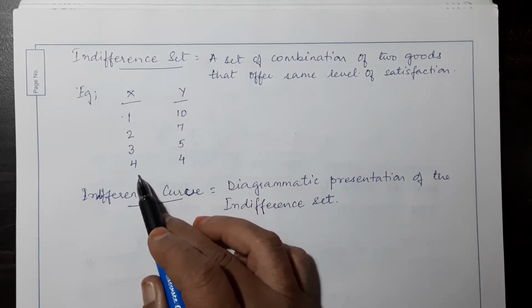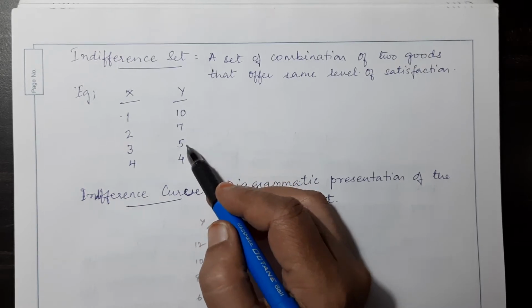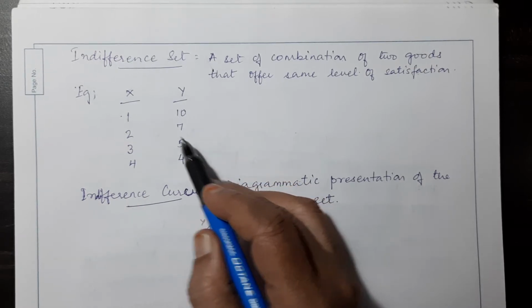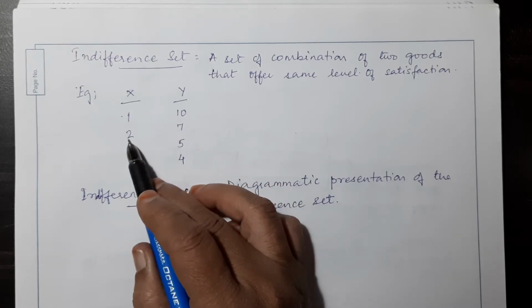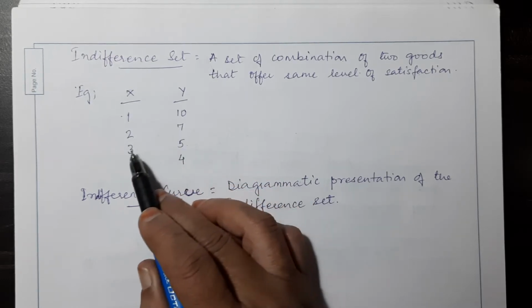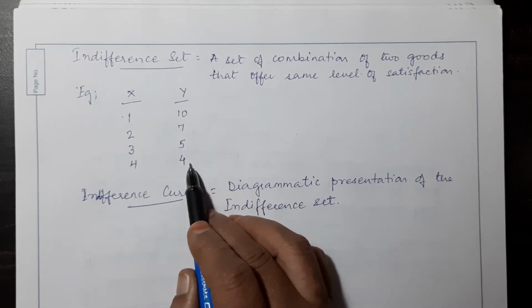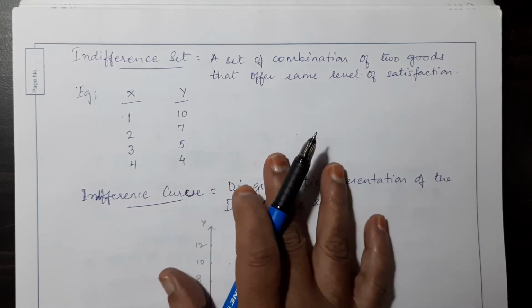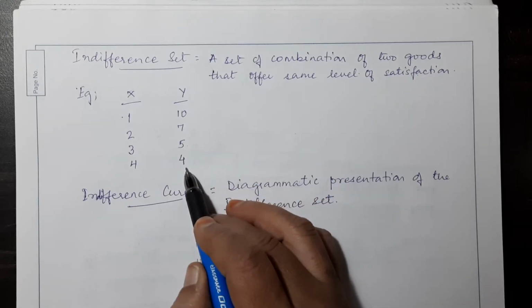4 units of x and 4 units of y will give him the same amount of satisfaction as the first, second and the third. So this set of 1 unit of x and 10 units of y, 2 units of x and 7 units of y, 3 units of x and 5 units of y, 4 units of x and 4 units of y is called the indifference set. So there are 4 indifference sets.